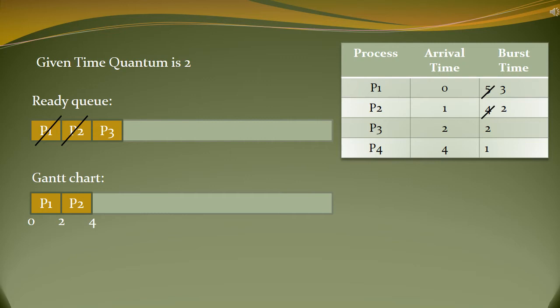Now the process P2 will be executed for the time quantum 2 milliseconds. As the burst time of P2 is given 4 here, so 4 minus 2 equal to 2 milliseconds will remain after this process. And the process P1 is stored or saved for later use in the ready queue.